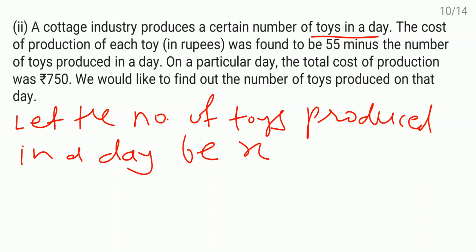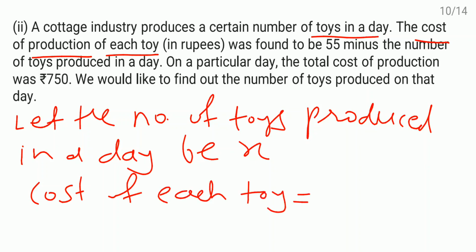Try to understand. Cost of production of each toy. So I'll write down here cost of each toy, which is equal to what? Found to be 55 minus the number of toys produced in a day. So already we said number of toys produced are X. So minus X. So this is the cost of each toy, right?